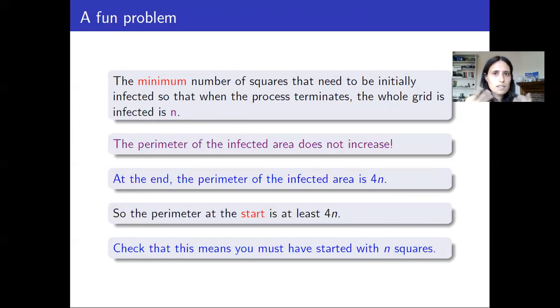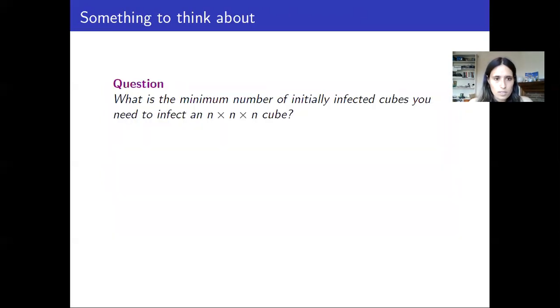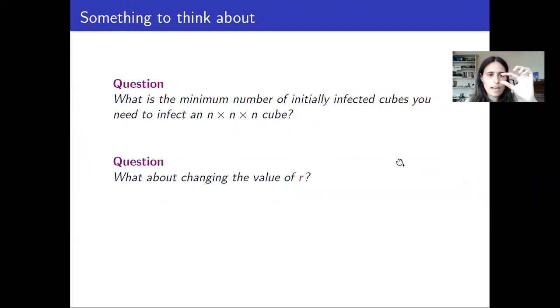So we've thought about this problem in 2 dimensions. What about if you want to think about more dimensions now? Imagine an n by n by n cube. You can analogously ask, what is the minimum number of initially infected cubes you need to infect your n by n by n cube? Similarly, we've got n cubed little cubes here, and we can say a cube becomes infected if it shares a face with at least 2 other infected cubes.